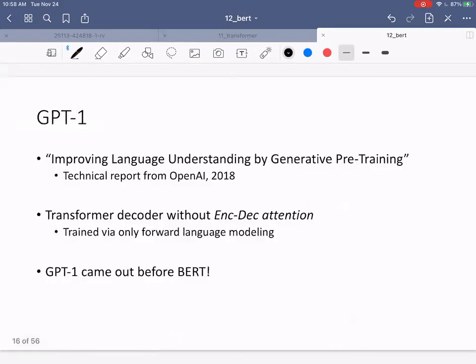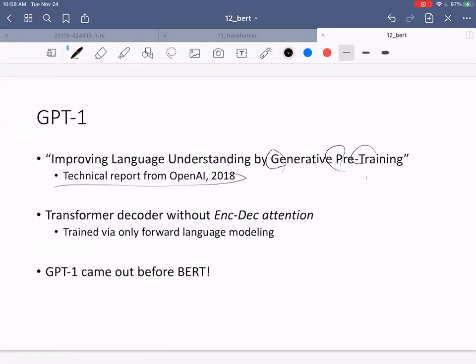Alright, moving on to GPT-1. So GPT-1, the title of the GPT-1 paper was Improving Language Understanding by Generative Pre-training. So Generative Pre-training, so it's GPT. And it wasn't actually a paper presented anywhere. It was just a technical report from OpenAI in 2018. I think it was about the same time as ELMo came out, or maybe slightly later than ELMo.